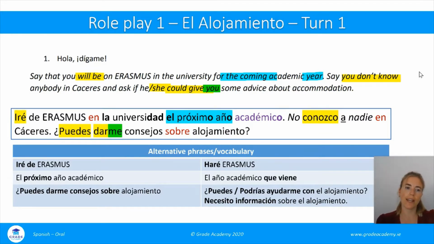Here's some other possible phrases and vocabulary that you could substitute for what I've given you. So instead of iré de Erasmus, you could say haré Erasmus. Instead of el próximo año académico, you could say el año académico que viene. And instead of puedes darme consejos sobre el alojamiento, you could say puedes ayudarme or podrías ayudarme con el alojamiento. Alternatively, necesito información sobre el alojamiento.